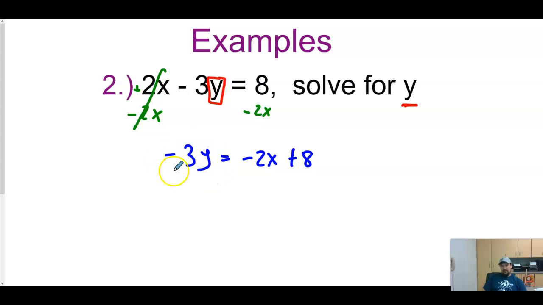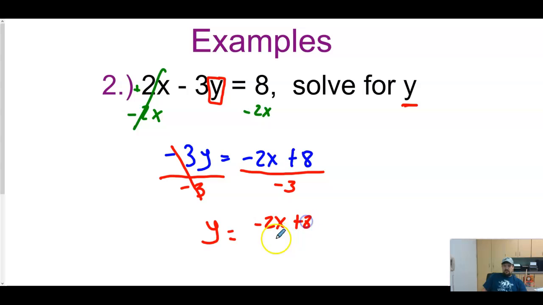Okay, is y by itself yet? It's not. It still has this minus 3 or negative 3 out in front, and it's being attached through multiplication. So the inverse would be to divide it. So we're going to divide by negative 3 on both sides. We get y equals negative 2x plus 8 all over negative 3. Or we could also write it as y equals 2x minus 8 over 3. Because a negative and a negative is a positive, and positive 8 over negative 3 would turn that one into a negative. I would accept either one of these answers though. Okay?